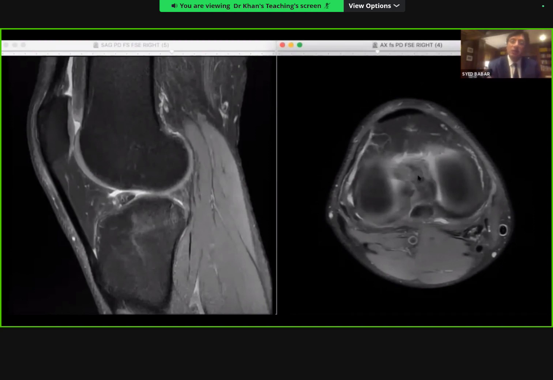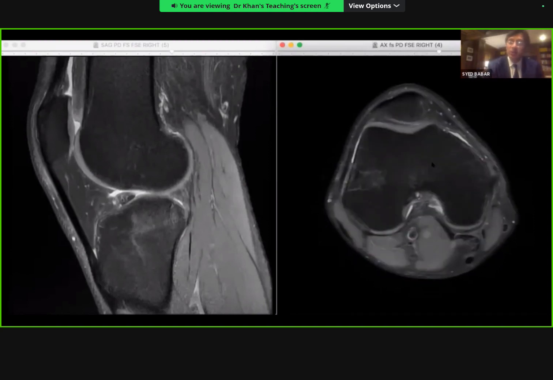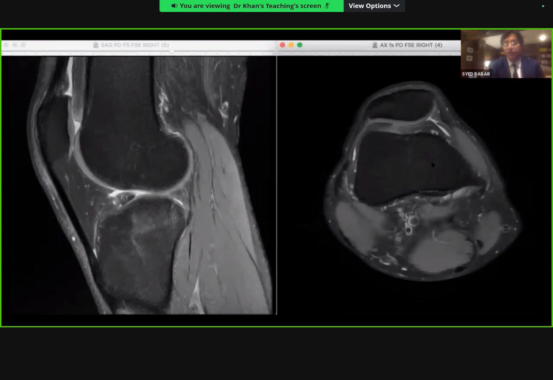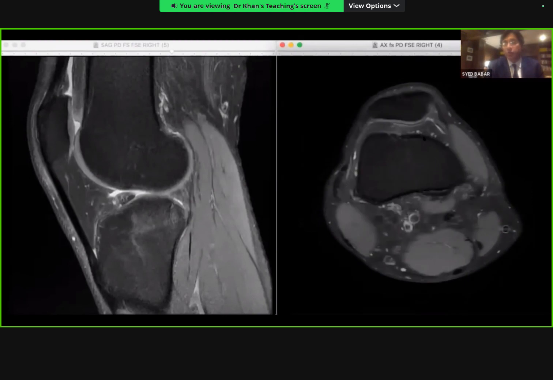So normally, when I look at the axial, in addition to chondromalacia patellae and all the patellar maltracking that Dr. Sajid Bhatt mentioned to you, I would also look for any joint effusion, which you don't see here.